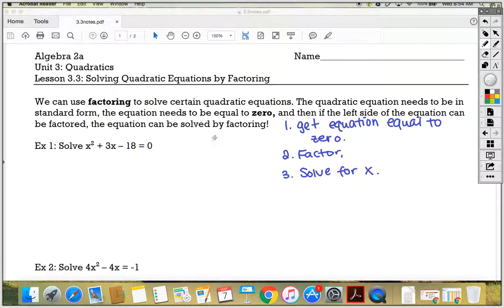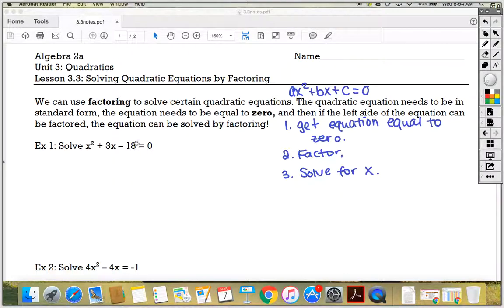We also want to make sure when our equation is equal to 0 that the left side is in standard form. So we talked about standard form before. We want to make sure our terms are ax squared and then bx and then c. So the x squared term should always be first, and then the x term, and then the constant term. So we always want it in standard form equal to 0. Then we factor, then we solve for x.